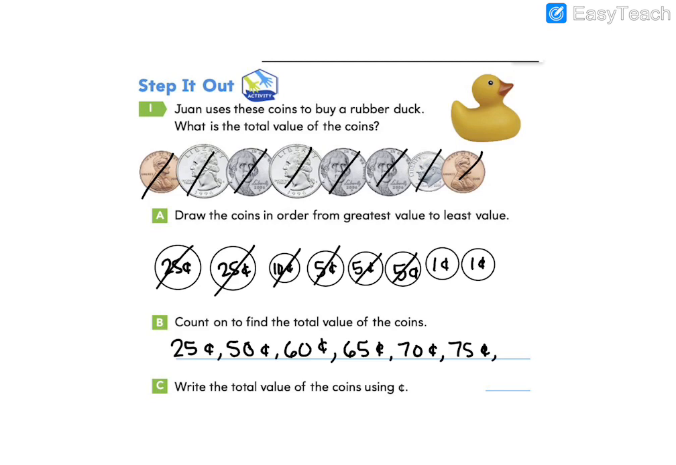All right, now we're left with pennies. 76 and 77. So Juan uses a total value of 77 cents.